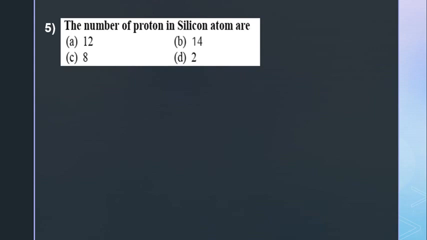Final question for our discussion, the number of protons in a silicon atom are. We have already discussed the number of protons is the same as the atomic number. So the atomic number for the silicon atom is 14. Correct option for this question will be option B, 14.